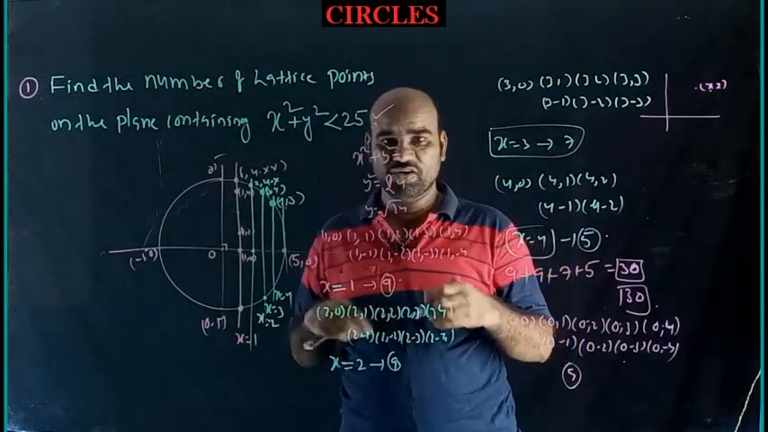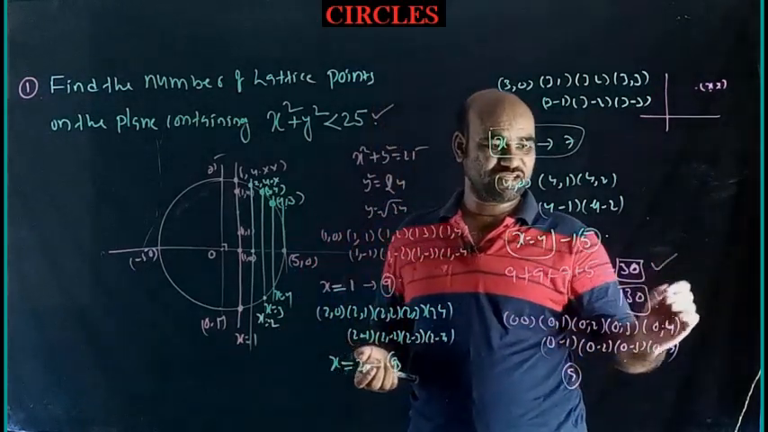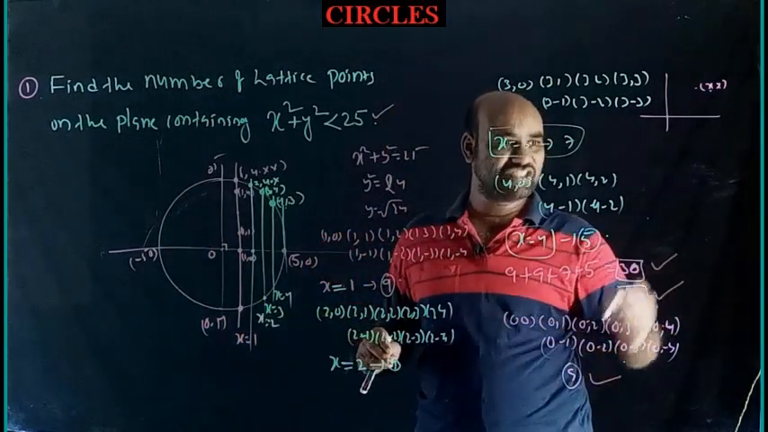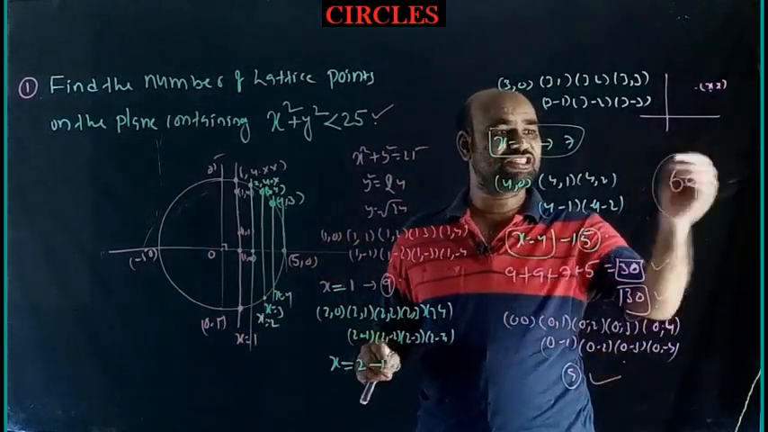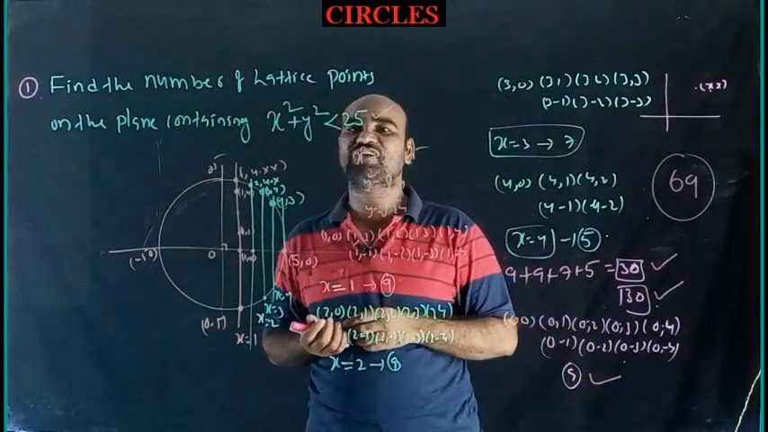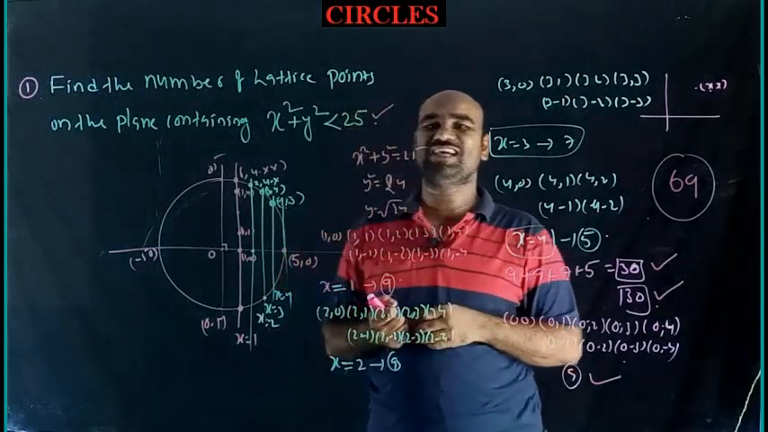Now I want to find the total points. Here 30, here 30, and this 9, total 30 plus 30 plus 9, that is 69. 69 lattice points exist inside the circular region, which is represented by x square plus y square less than 25.